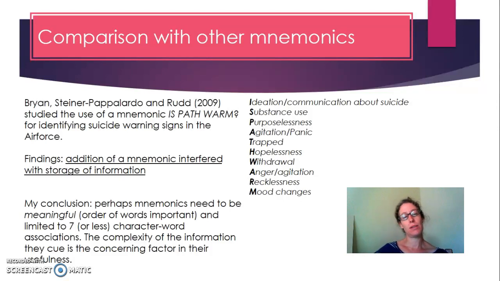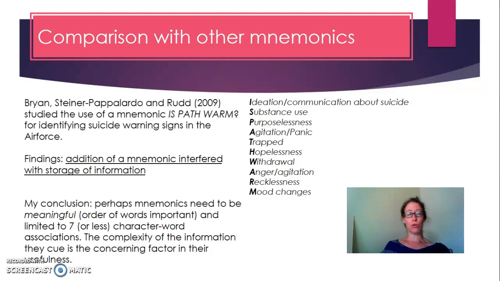My theory about this is that maybe mnemonics are only useful if they are 7 or fewer symbols associated with words. For example, DRS ABCD: there's the S, which makes 7. In the case of IS PATH WARM for the suicide warning signs, which I've got on the screen now, there's 2, 4, 6, 8, 10 there. So maybe it's the number, because our short-term memory can only take about 7 items at once.